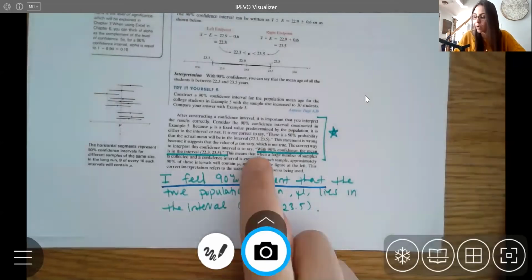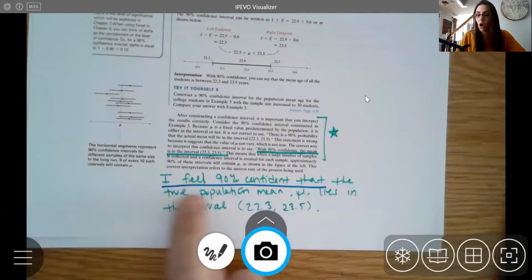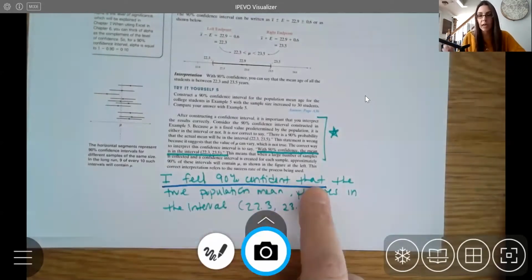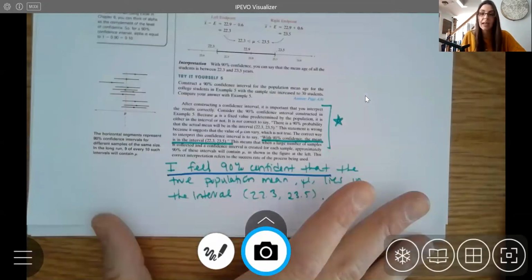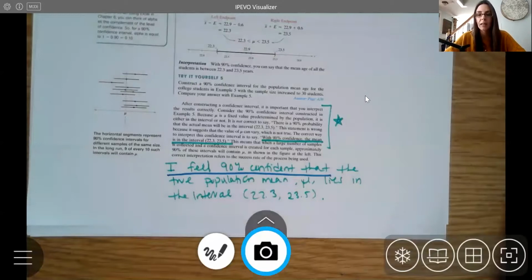Something like with 90% confidence, or I feel 90% confident that, those are all correct statements. And you can exchange that with 95% or 99% and so on. So you want to make sure you don't say things like there's a 90% chance that this interval contains the mean, because that's not what we're saying. We're saying we feel 90% confident that the value is in the interval. So it's about our confidence in the interval, not about a probability here.